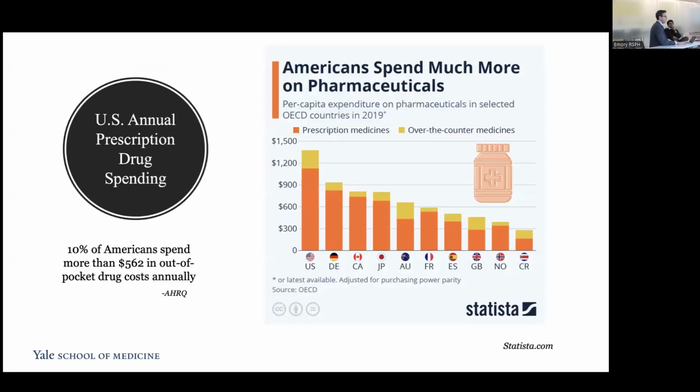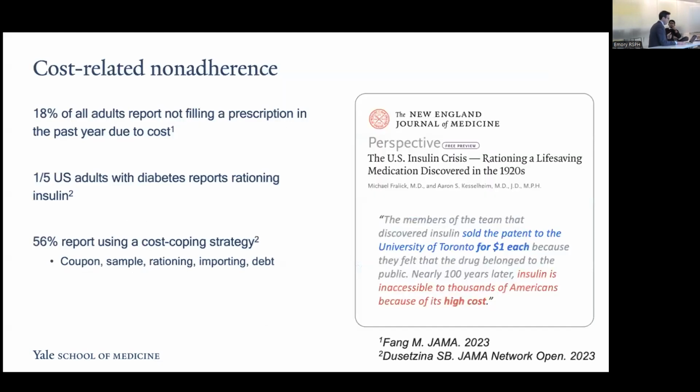So we know that in this country, Americans spend far more on pharmaceuticals than anywhere in the world, upwards of, on average, hundreds of dollars out of pocket per year. But around the world, out-of-pocket costs are high and rising.